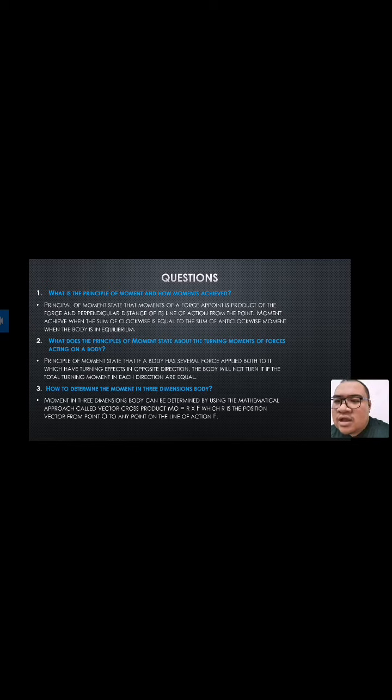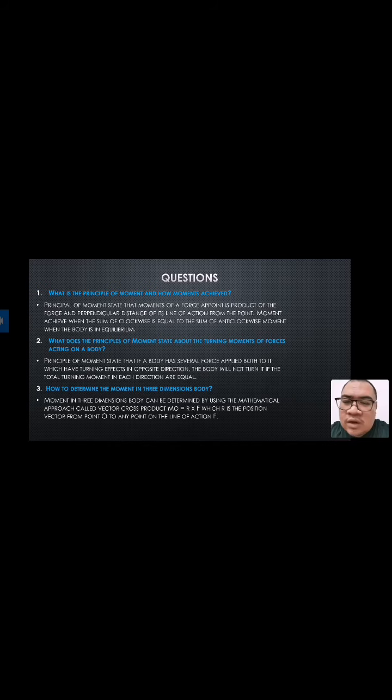Next, how to determine the moment in a three-dimensional body. Moment in a three-dimensional body can be determined using a mathematical approach called the vector cross product, where R is a position vector from point O to any point on the line of action of F, and MO equals R multiplied by F.